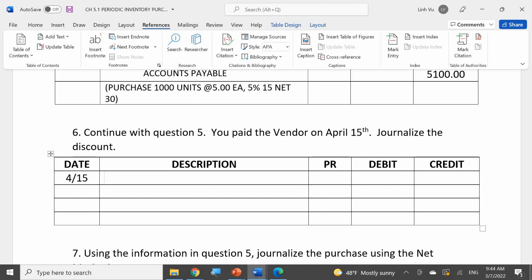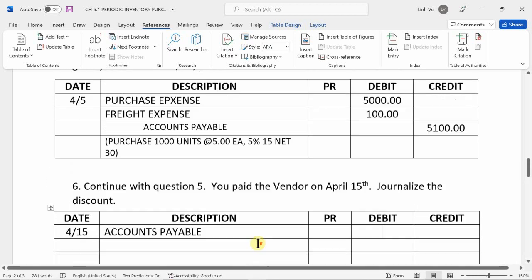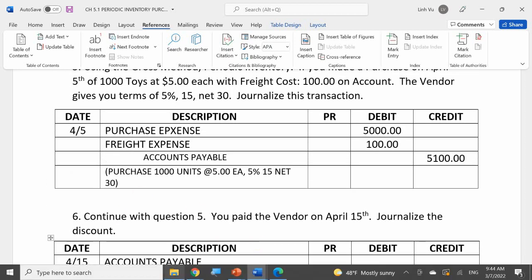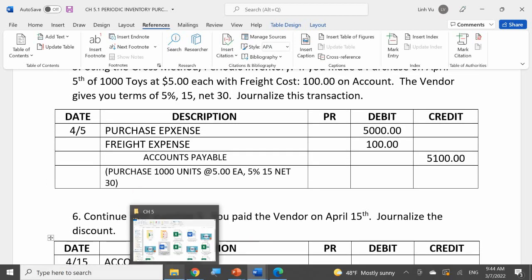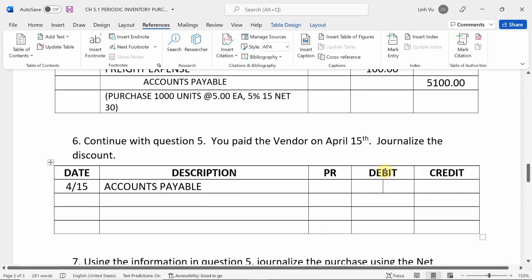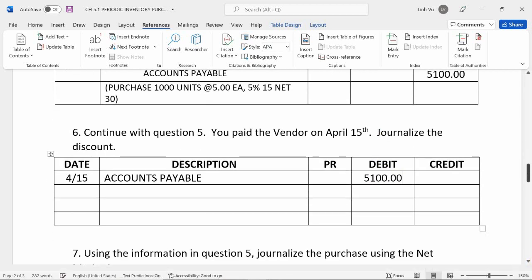I'm making a payment to what I owe, and I need to recognize the discount. Purchase expense? No, you already got the items already. Okay, accounts payable. Accounts payable, right? You got to recognize what you owe. Good. Now, how much do you owe right now? And this is a continuation for question 5. $5,100. You owe $5,100.